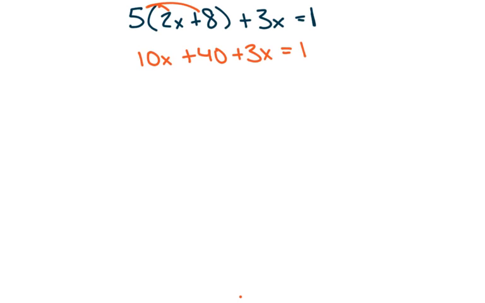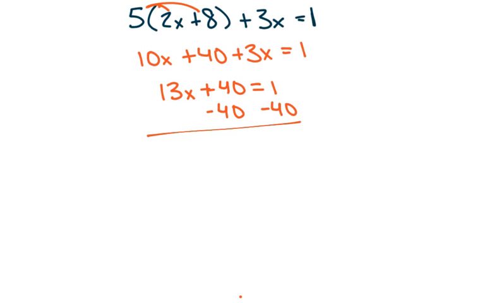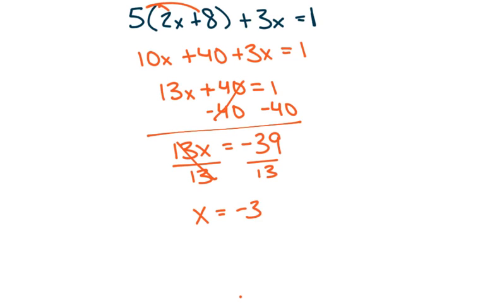Now I'm going to combine my like terms. I have a 10x plus 3x, which adds up to 13x. That's still plus 40 equals 1. Then again, I'm going to begin that process, moving everything away from the x. The 40 is being added, so I'm going to subtract 40 from both sides. That leaves me with 13x is equal to negative 39. And then my final step, since 13 is being multiplied into the x, I'm going to divide it. And that leaves me with x equals negative 3.